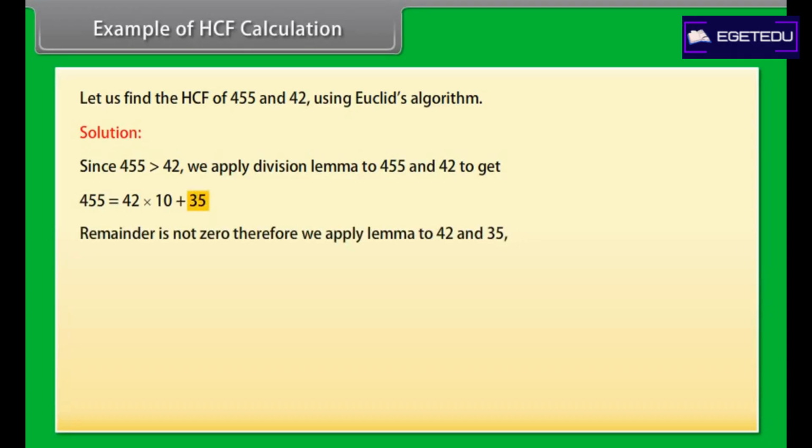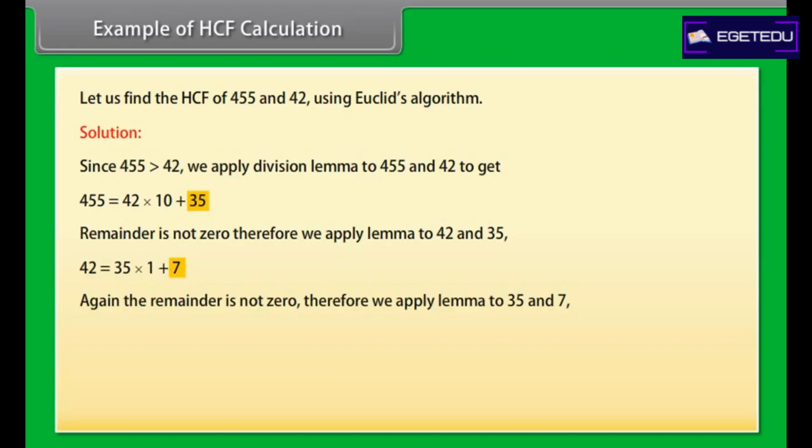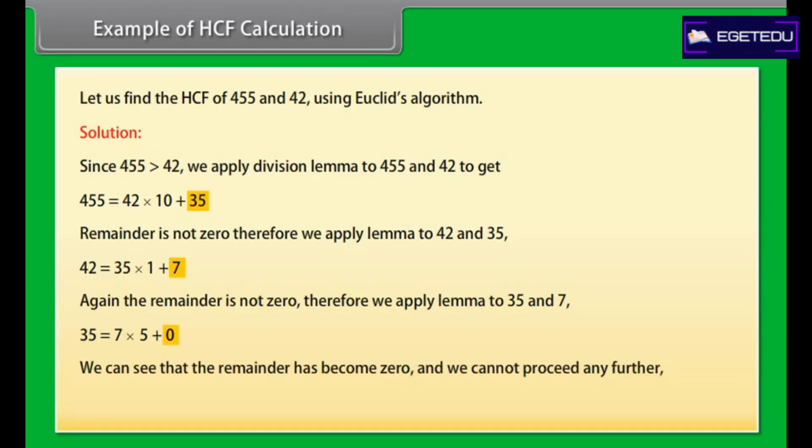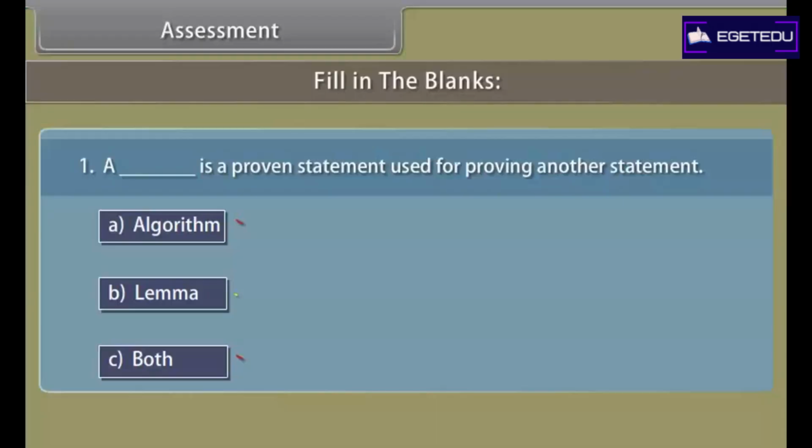Remainder is not 0, therefore we apply lemma to 42 and 35. 42 is equal to 35 into 1 plus 7. Again, the remainder is not 0, therefore we apply lemma to 35 and 7. 35 is equal to 7 into 5 plus 0. We can see that the remainder has become 0 and we cannot proceed any further. Therefore, the HCF of 455 and 42 is the divisor at this stage, that is 7.